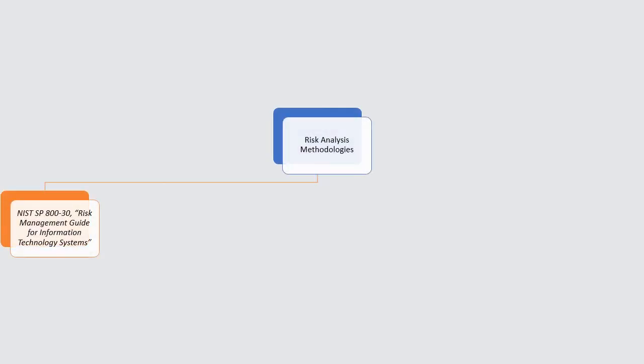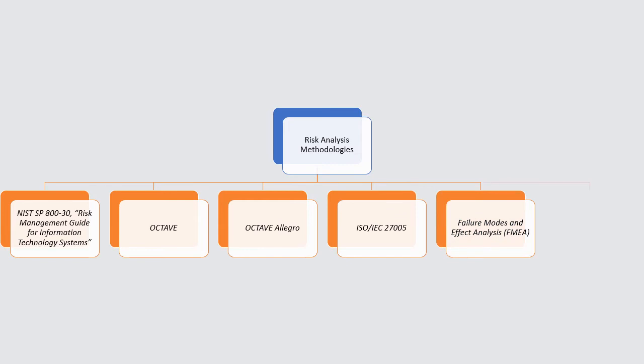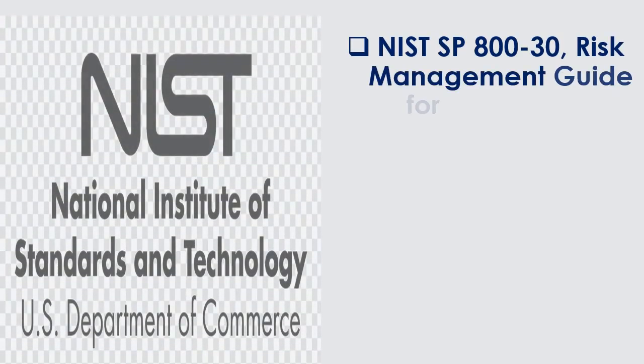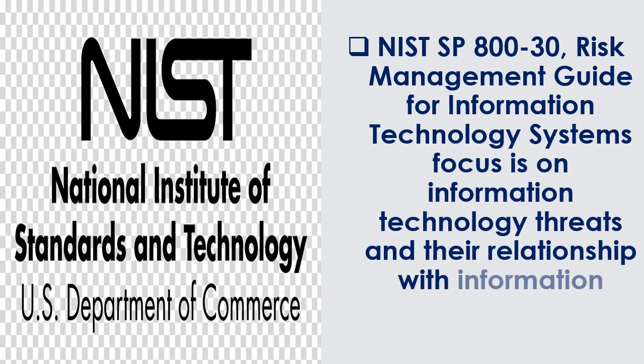Risk analysis methodologies are NIST SP 800-30, Risk Management Guide for Information Technology Systems, OCTAVE, OCTAVE Allegro, ISO/IEC 27005, Failure Modes and Effect Analysis, and Fault Tree Analysis. The NIST SP 800-30 Risk Management Guide for Information Technology Systems focus is on information technology threats and their relationship with information security risks.